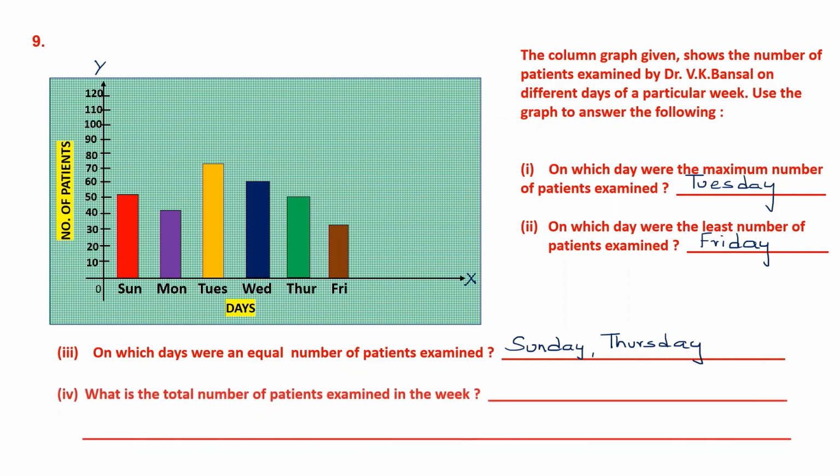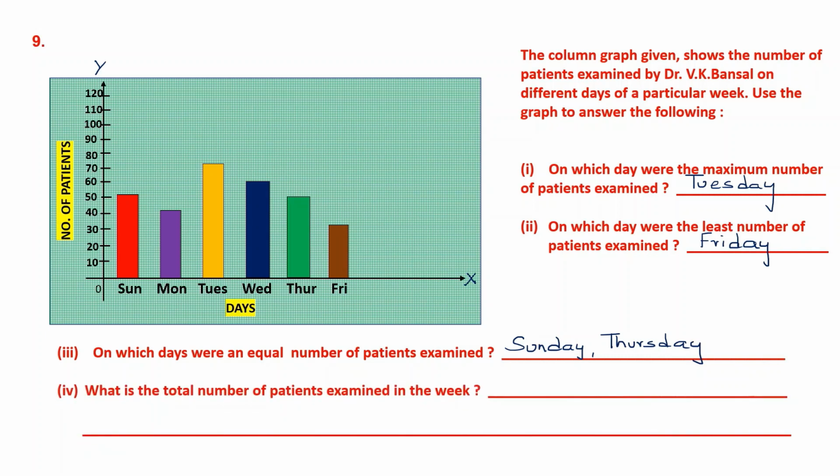Next question. What is the total number of patients examined in the week? So now we need to find the total number. So we have to count for each day. So let's count and mark it there on the bar graph itself first. So on Sunday, we have 50, as you can see. On Monday, we have 40.